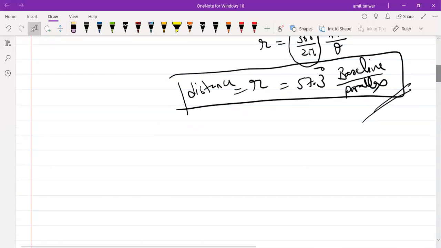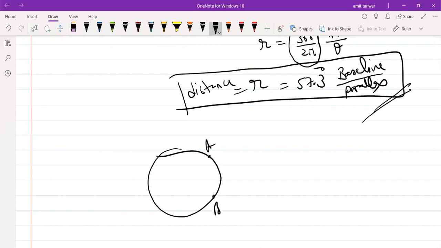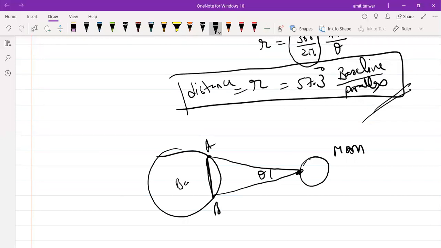Now let us quickly look at one example. Let's suppose you are on planet Earth and we have two locations, A and B, and we are observing the moon. This is the foreground object. The background object can be a very far-lying star. We observe some point on the moon, then we can easily estimate this theta, which is the parallax angle. We know the distance between AB, which is acting as a baseline. And if we know the baseline and if we know theta, we can easily get the value of the distance between the observer and the moon.